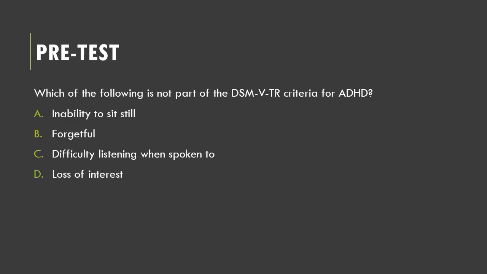Question number 4. Which of the following is not part of the DSM criteria for ADHD? A. Inability to sit still. B. Forgetful. C. Difficulty listening when spoken to. Or D. Loss of interest.